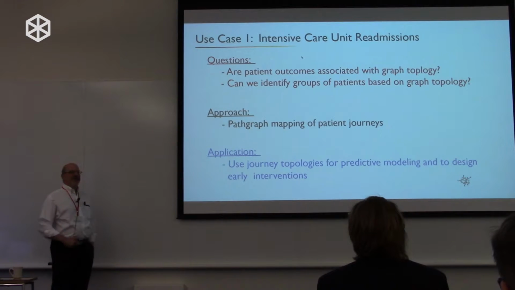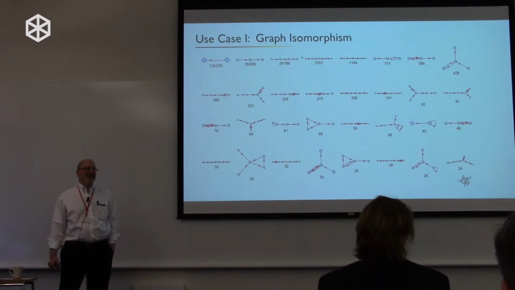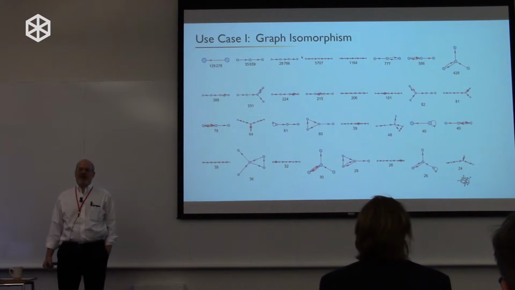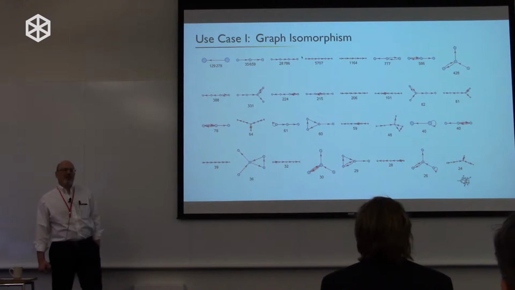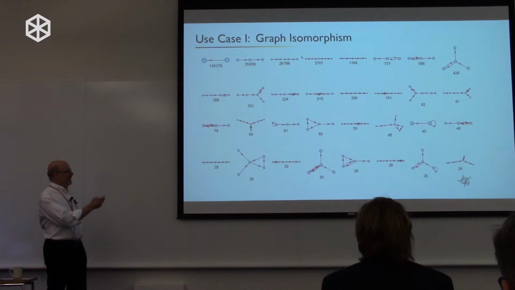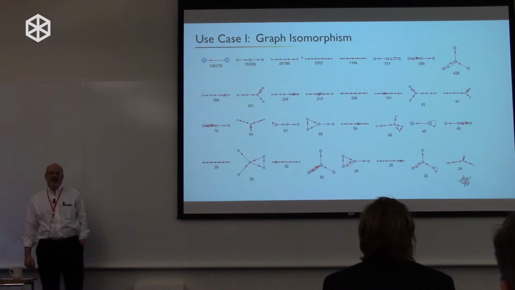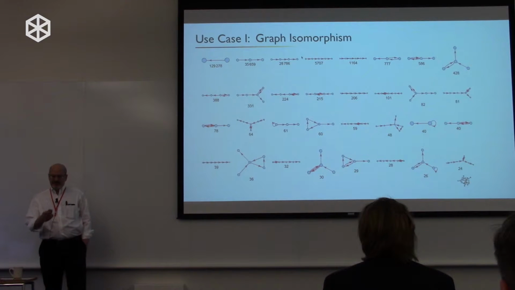So the first thing we did was, for all of those 209,000 admissions, we created path graphs. And then we used graph isomorphism to ask, forget about what part of the hospital the node stands for, is the shape of all of those path graphs, are there common patterns?